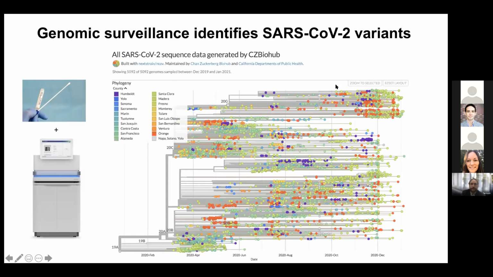This is a phylogenetic tree maintained on a public database called GISAID that captures almost all of the coronavirus genomes across the world. We're looking at a tree just of coronavirus genomes within California sequenced at the Chan Zuckerberg Biohub Research Institute. You can appreciate the variability in terms of their relatedness. The closer things are on a phylogenetic tree, the more similar they are to one another.